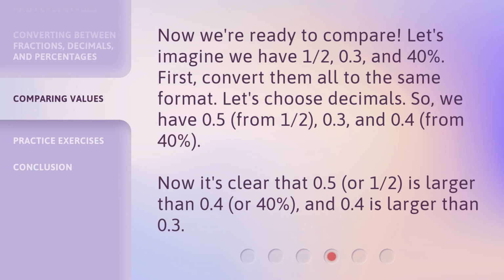Now we're ready to compare. Let's imagine we have 1/2, 0.3, and 40%. First, convert them all to the same format. Let's choose decimals. So, we have 0.5 from 1/2, 0.3, and 0.4 from 40%. Now it's clear that 0.5, or 1/2, is larger than 0.4, or 40%, and 0.4 is larger than 0.3.